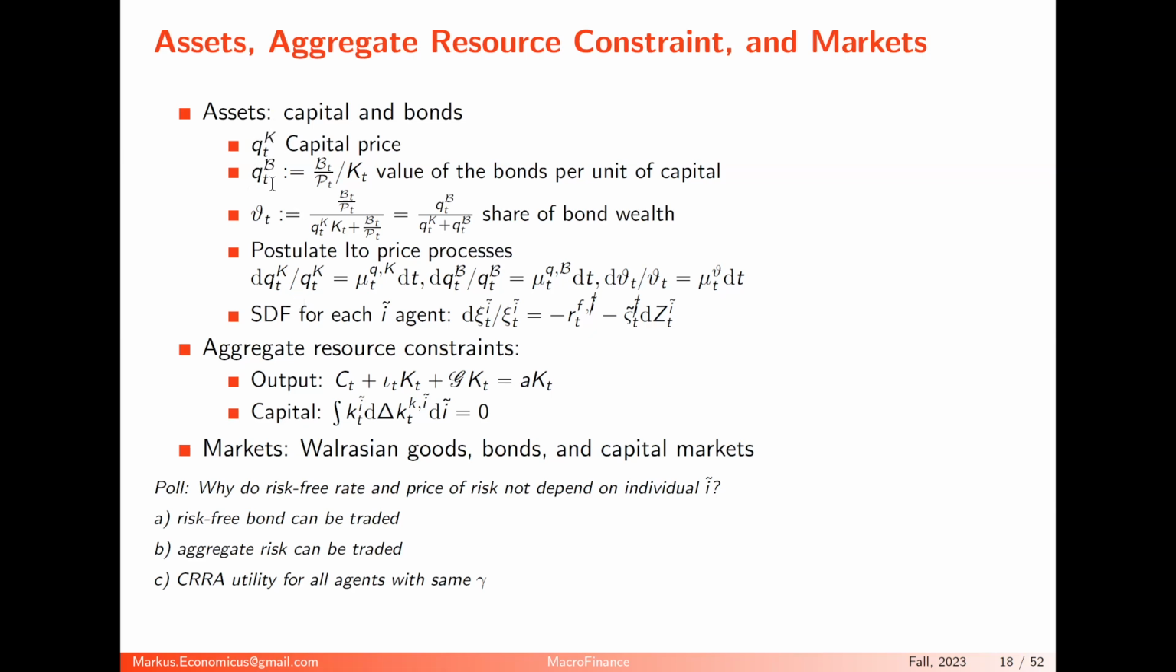And now we also have the price of the government bond. So the script B, the nominal price of a government bond divided by the price level, is the real value of the government bond. But I want to introduce a notation that it's per unit of K, so I have to divide it by the total capital stock. I call this thing QB. Okay, so it's the same thing as QK.